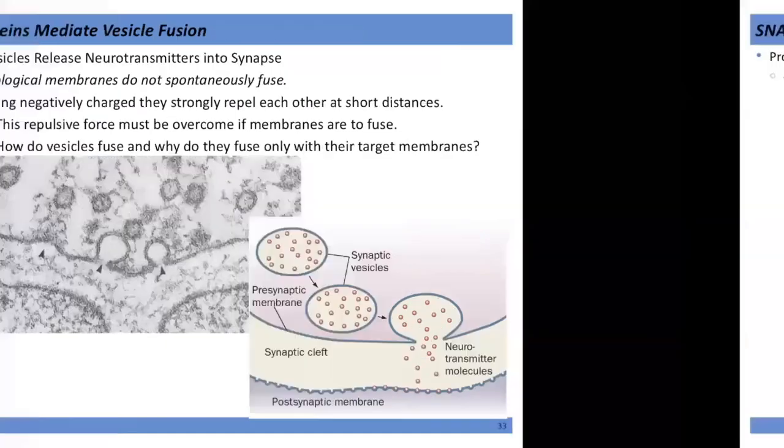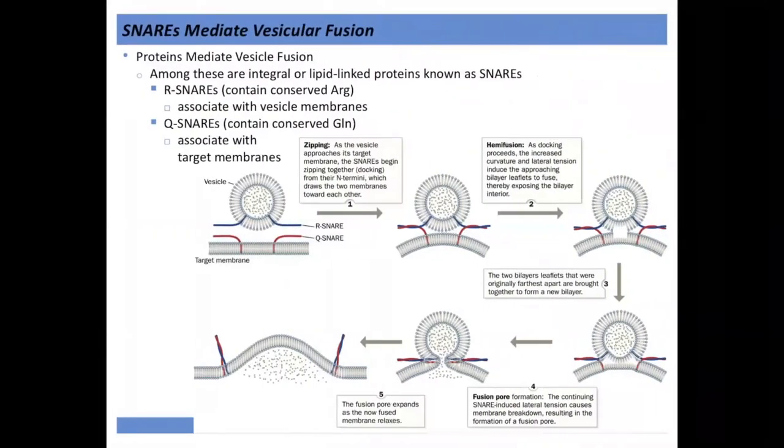And so, lo and behold, this process is mediated by proteins called SNARE proteins. And there's two types that we'll talk about, the R SNAREs. Now, the R actually stands for arginine. And there's Q SNAREs, and Q stands for glutamine. So the R SNAREs are associated with the vesicle membranes. And so you can see that in the diagram down here. We've got these R SNAREs, and the Q SNAREs tend to be associated with the target membrane.